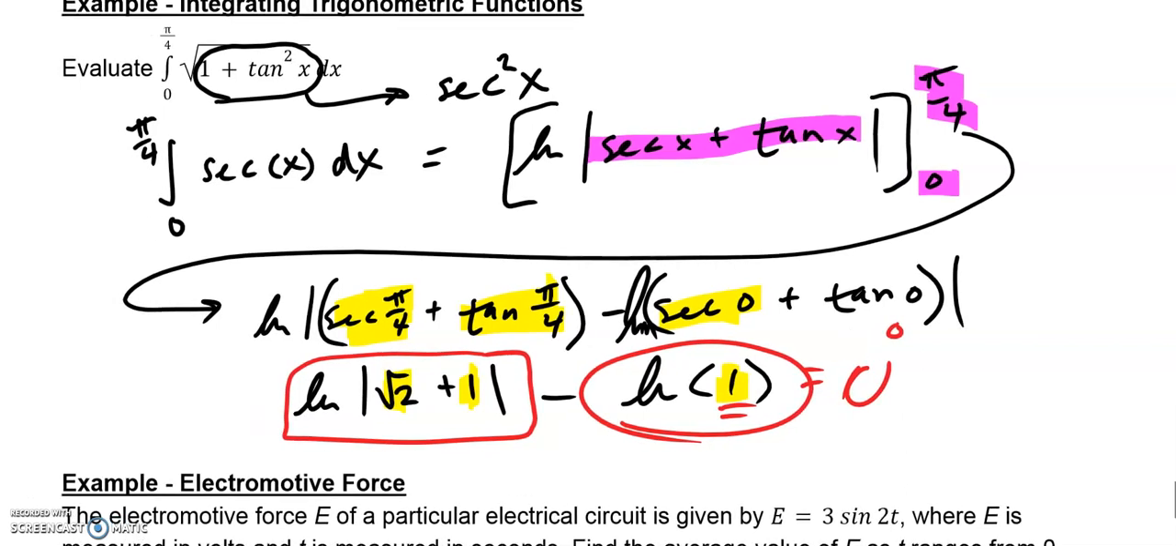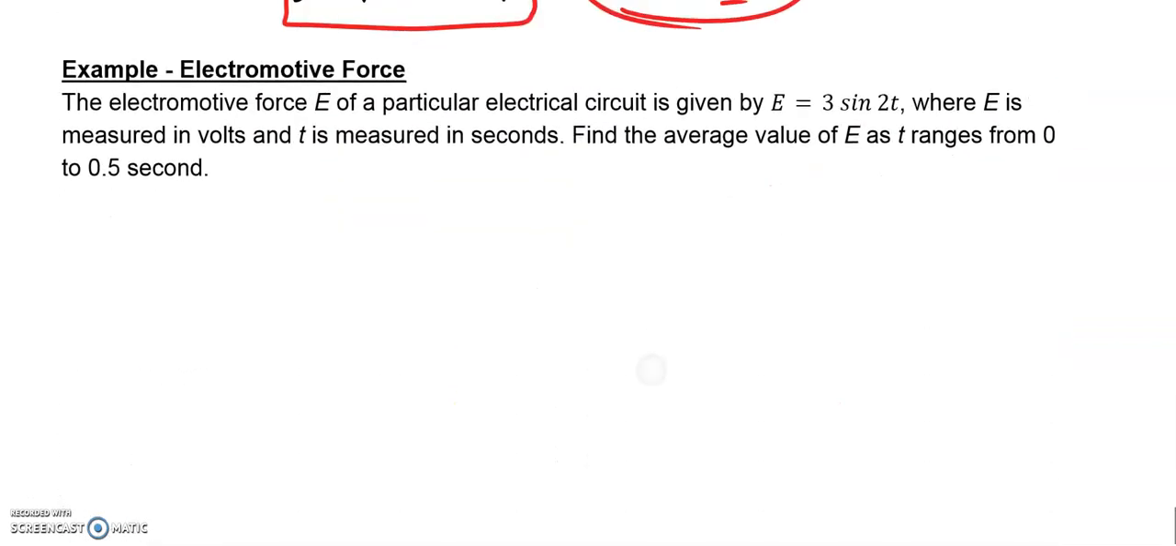I just have one more example, pulling in the idea of the average value. In electromotive force, E of a particular electrical circuit is given by E is equal to 3 sine of 2t, where E is measured in volts and t in seconds. Find the average value of E as t ranges from 0 to 0.5.